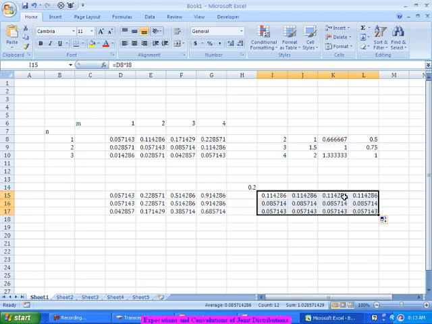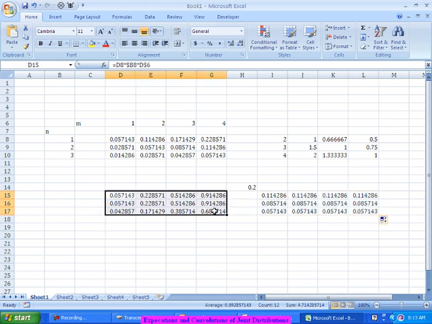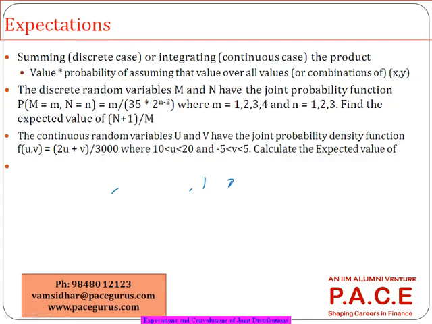If I want it for MN, this is the expected value for MN, because we have multiplied M with the corresponding N and then multiplied it with their corresponding probability. Because the question is about N plus 1 by M, I have modified the values to N plus 1 by M, multiplied with the corresponding probabilities, and then added up. That is in the case of discrete. Whereas in the case of continuous, all you have to do again is integrate.